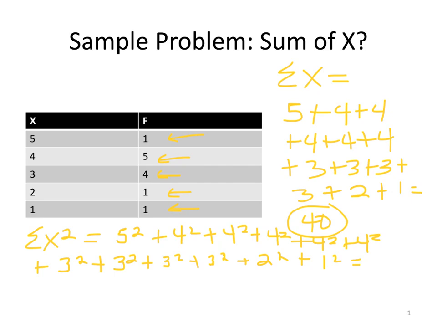So the key here is to understand that the frequency is greater than 1, and the frequency column will tell you how many times that variable occurred. So now we're going to add that up. So remembering that 5 square is equal to 25. 4 square, 4 times 4 is 16, and that occurred 5 times. So if we take 16 times 5, we're going to get 80.